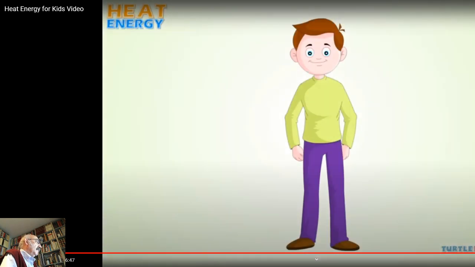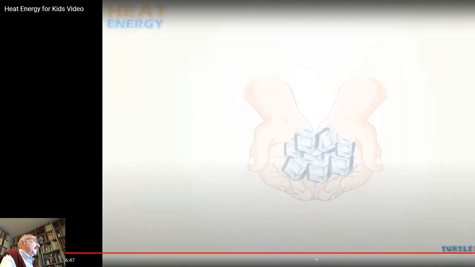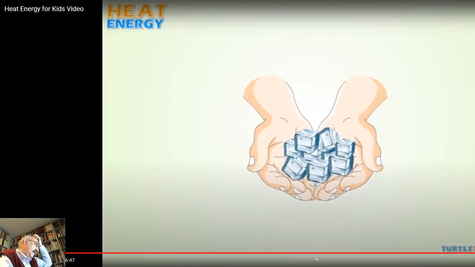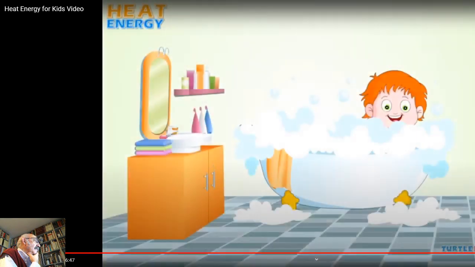Our own bodies produce heat. You can tell this by holding a piece of ice. After a few minutes, the heat energy from your body is transferred to the ice, causing it to melt. A bathtub that is filled with hot water can transfer its heat energy to a person who needs to be warmed up.